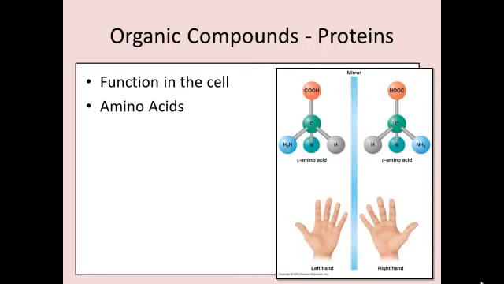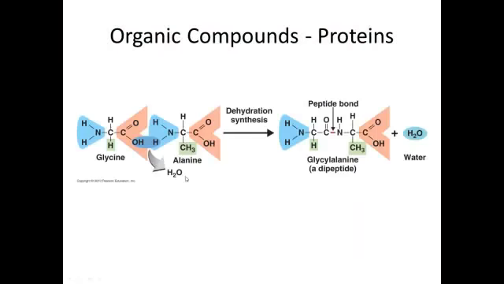We're not going to worry about chirality, so don't worry about the right hand, left hand. But you have a carbon that's attached to a side chain, and these can vary, but it has a hydrogen, an amine group, and a carboxyl group or an acid group. That's why they're called amino acids. Get it? Now, when we hook amino acids together, we form peptides. If you get enough peptides that are long enough, we call it a protein.